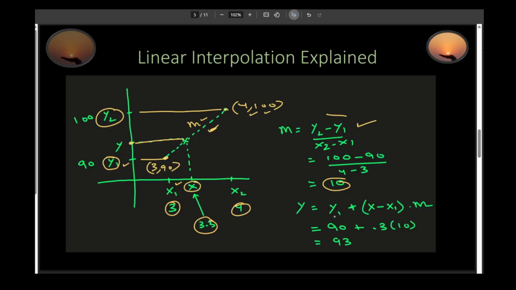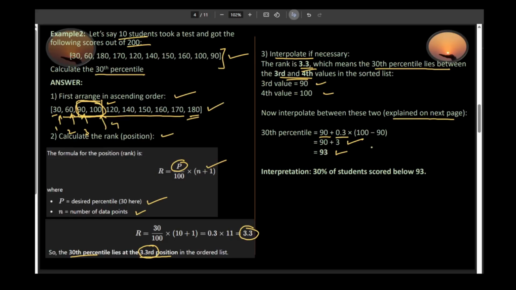I know my x is 3.3. So the formula you use, which calculates the value of y for a given value of x, is y1 plus x minus x1 times the slope. In this case, it becomes 90, my y1, plus x minus x1, which is the distance from here to here, 0.3, multiplied by the slope, which is 10. The answer comes out to be 93. This is how I come to this interpolation formula. So my 30th percentile is 93.